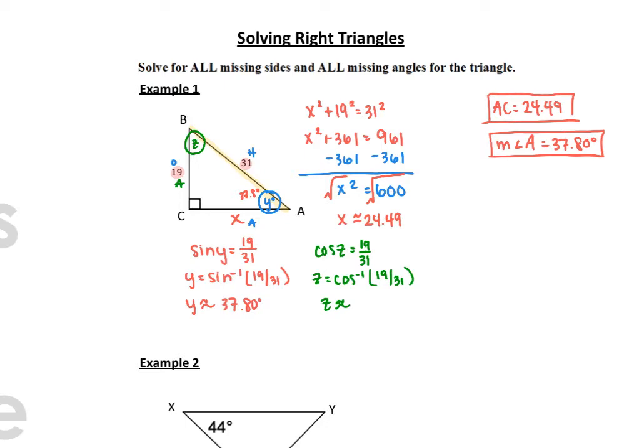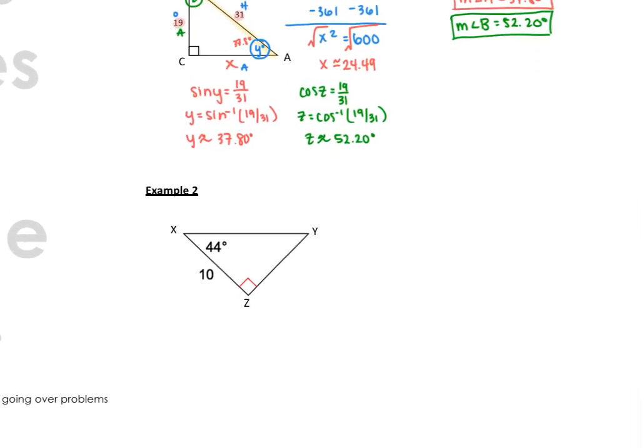So we're going to use inverse cosine 19 divided by 31. So second cosine 19 divided by 31, we get 52.20. So the measure of angle B is 52.20 degrees. So now we've solved for all the missing sides and angles of this right triangle. All right, let's look at example 2.